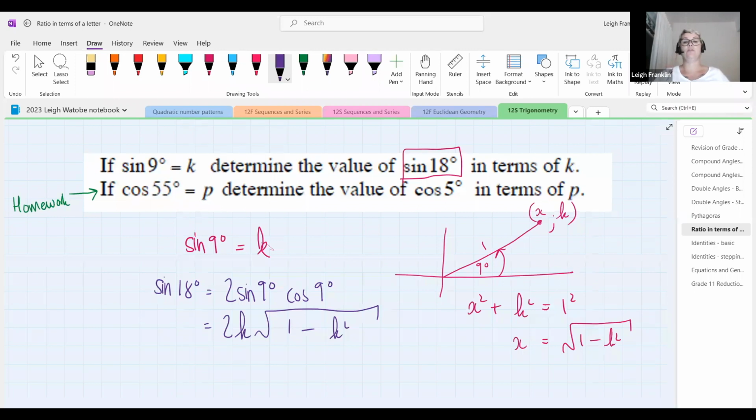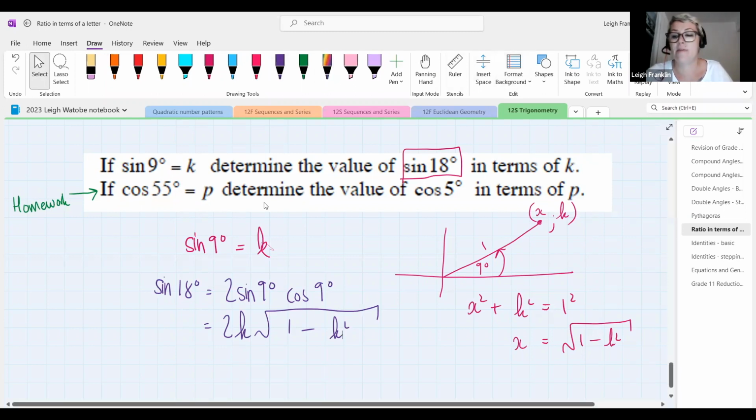So you can see there, they didn't have any other questions with it. It was just this one on its own, like a sort of problem solving kind of question. But this was easy now because of the questions we had done earlier. All right, so your homework this evening is going to be to do the cos 55 equals p, and then your job is going to be to determine the value of cos 5 in terms of p. So think about all your matric work when you answer that question. Hopefully it shouldn't be too difficult, but a little bit of a thinking question.